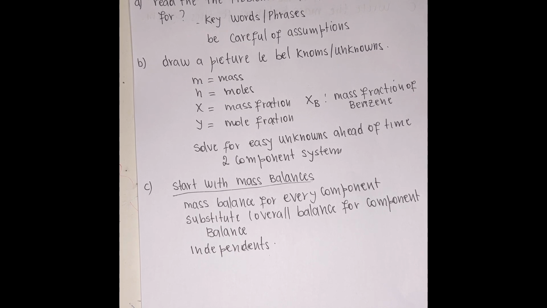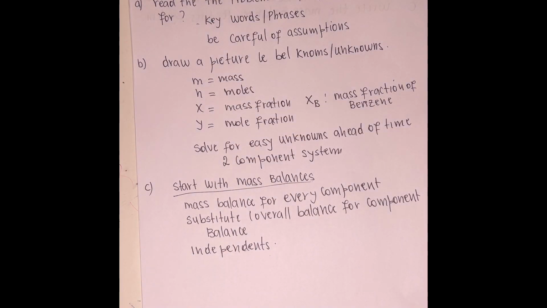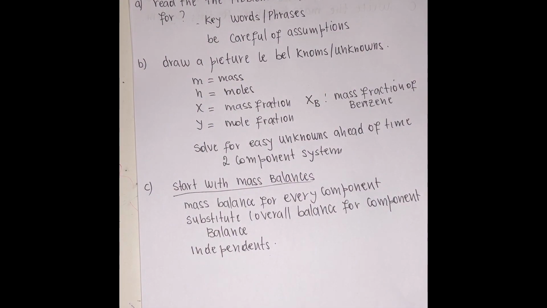When we talk about mass, the material balance is that mass in is always equal to mass out. No matter what you have, even if you have a chemical reaction, it means your mass in is equal to your mass out. That's the first step. Now, guys, how to solve material balance? That's why I wrote A, B, C. They're going to help you simplify things.